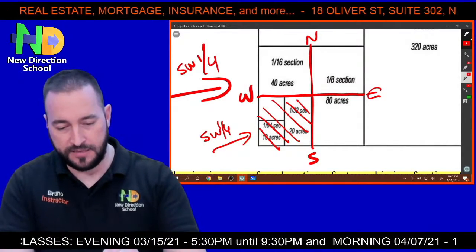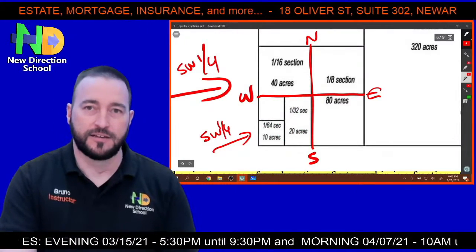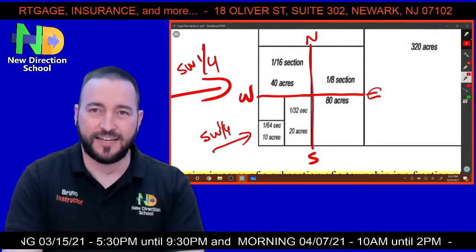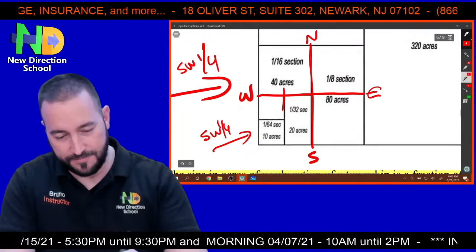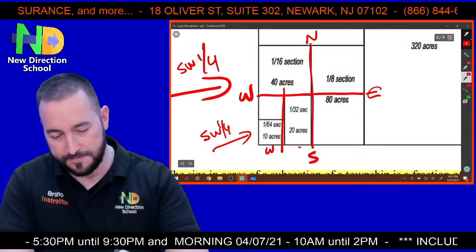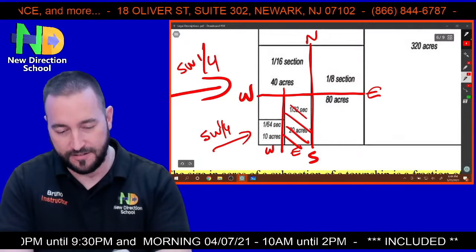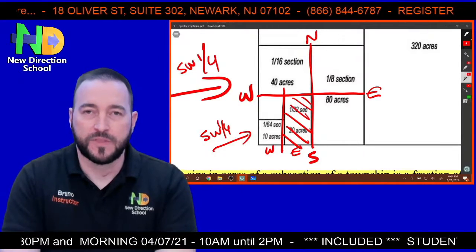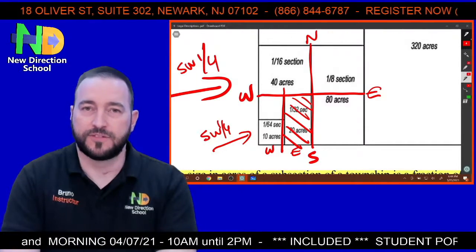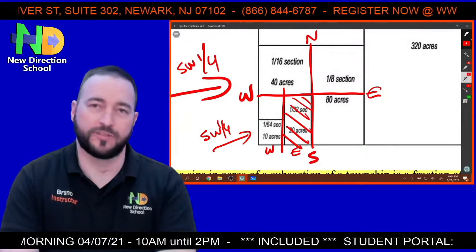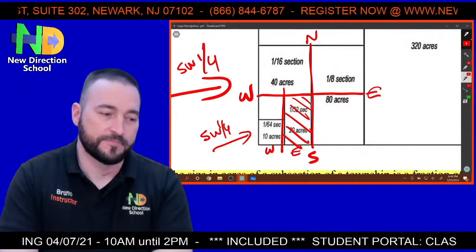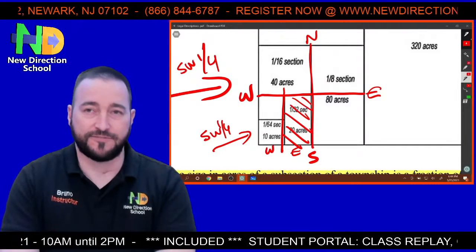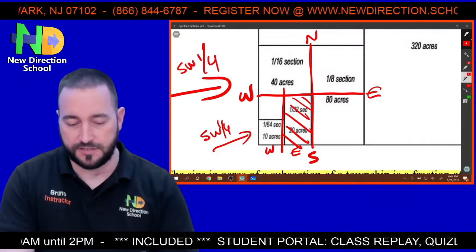I keep on being downgraded, guys. It sucks. I had 160 acres in the beginning. Then they gave me 80. And now I get the half of this one. The east half is right there. 20 acres on the right of the bottom left quarter of the bottom left quarter. 20 acres. That's the description of the east half of the southwest quarter of the southwest quarter.